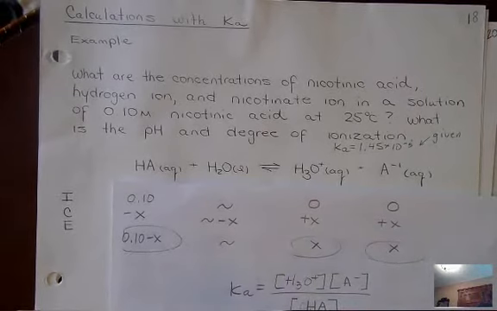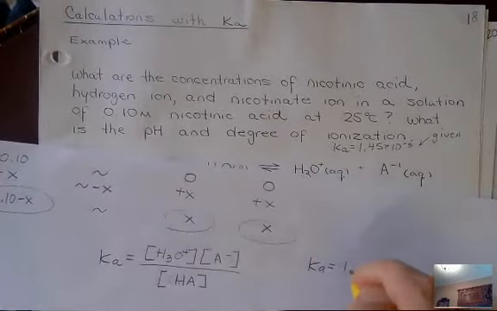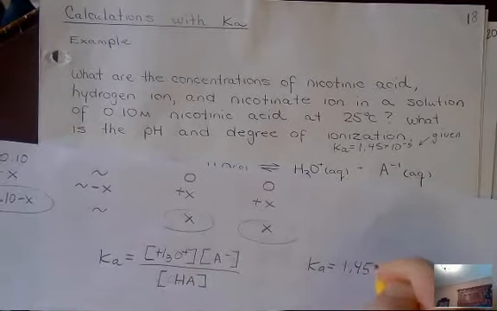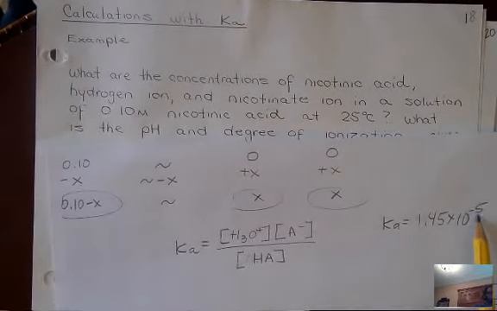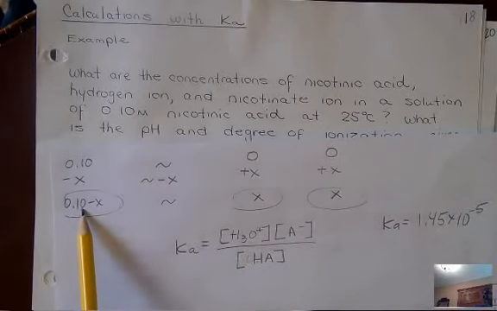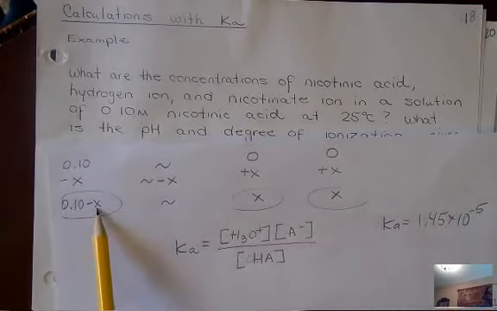Okay, but guys, our Ka is a very small number. This stuff is a very weak acid. It's 1.45 times 10 to the minus fifth. So if this is 10 to the minus fifth, and this is 10 to the minus first, that's 4 orders of magnitude bigger. That's 10,000 times bigger.